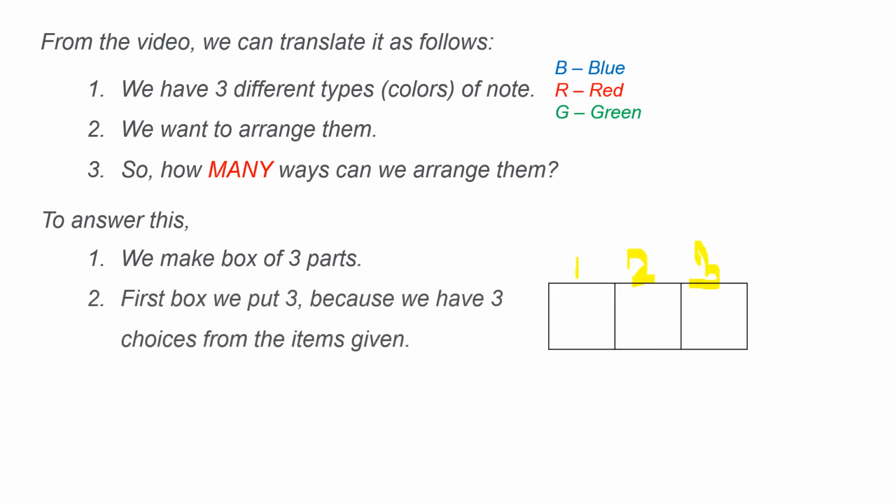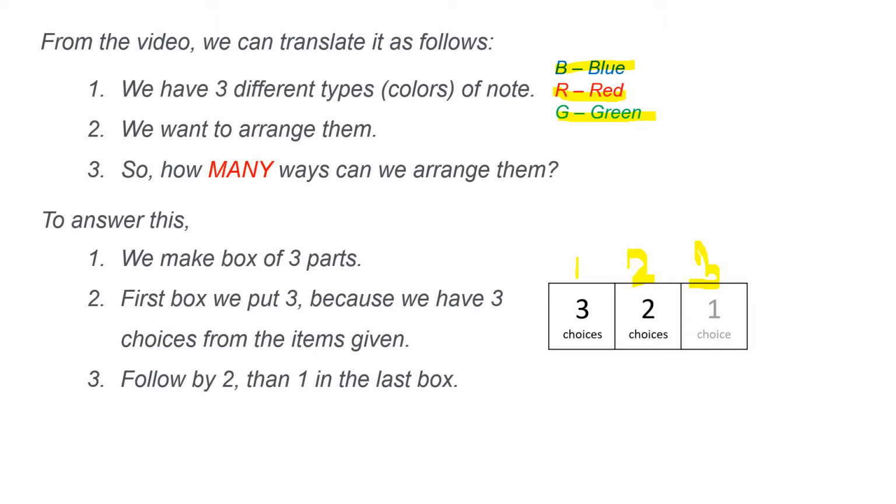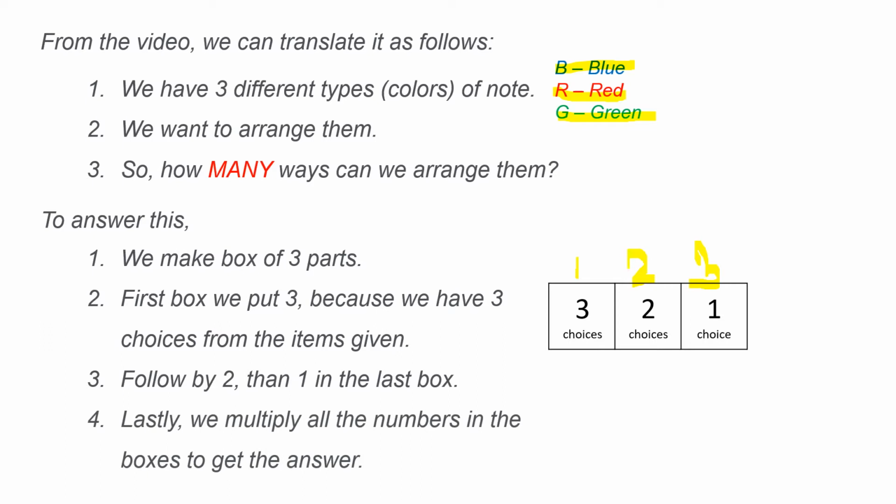In the first box we put 3 because we have 3 choices of the item given. Here we have blue, red, and green. We have 3 choices, and then we put one out of 3 into the first box. Then followed by 2, because after we take 1, we have 2 more choices left. And then the last box, 1 choice. Lastly, we multiply all the numbers in the boxes to get the answer. 3 times 2 times 1 is equal to 6.